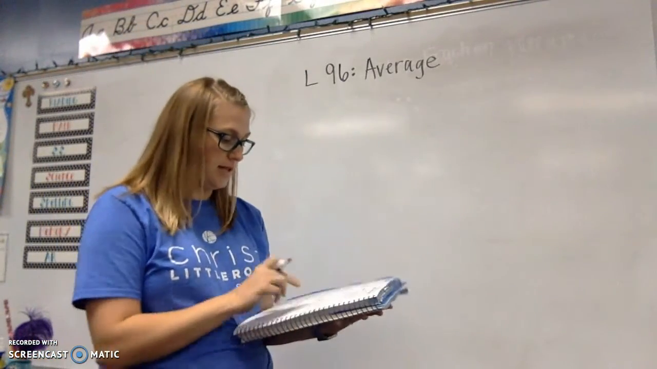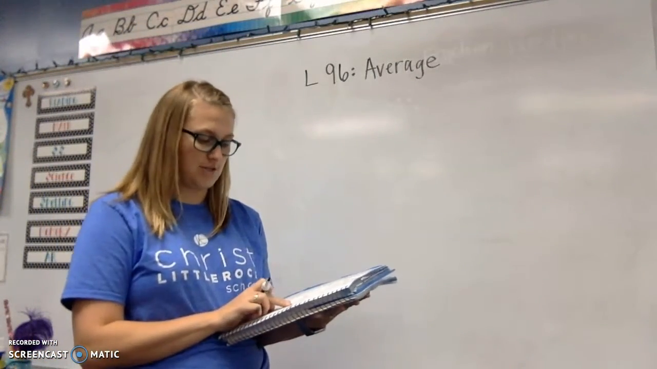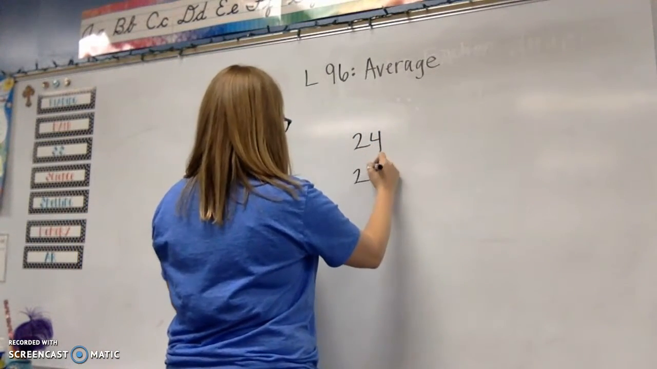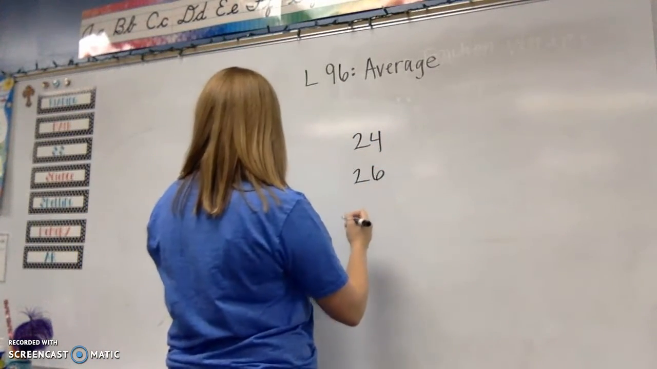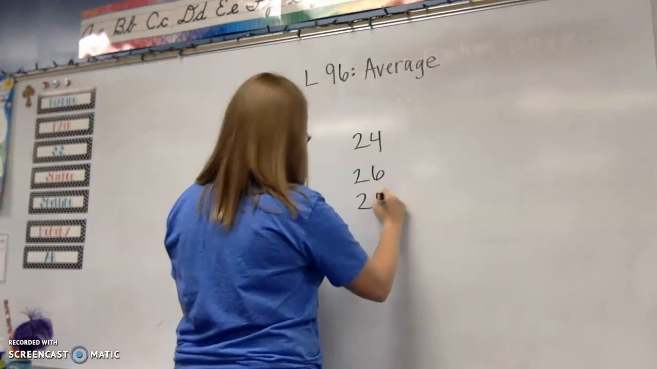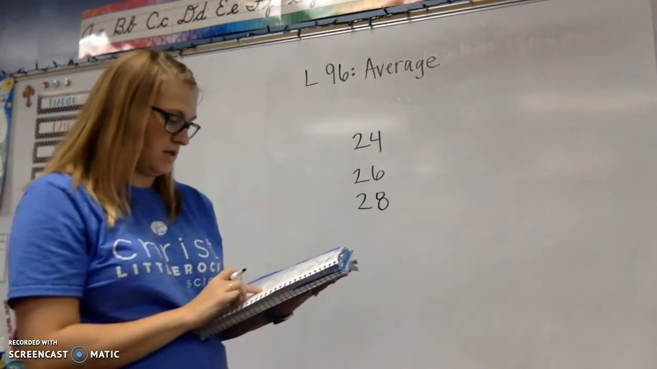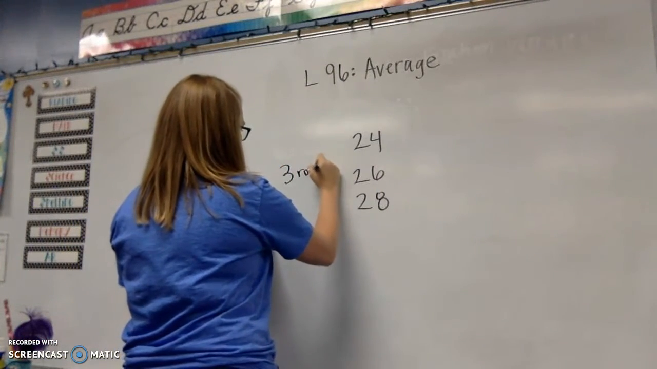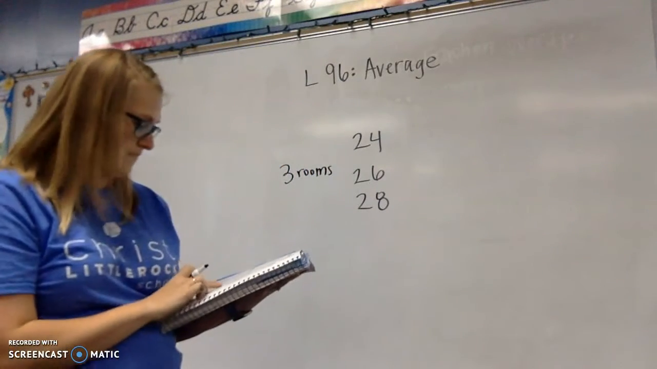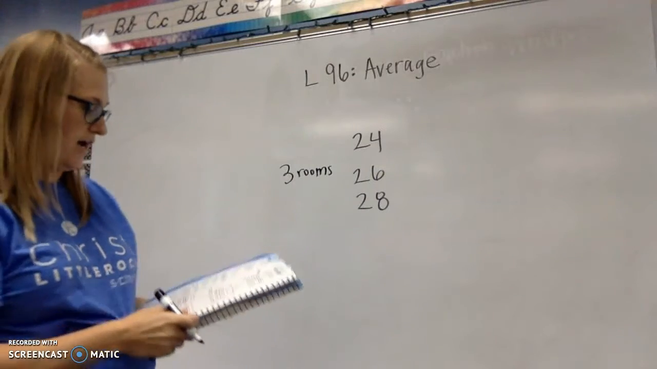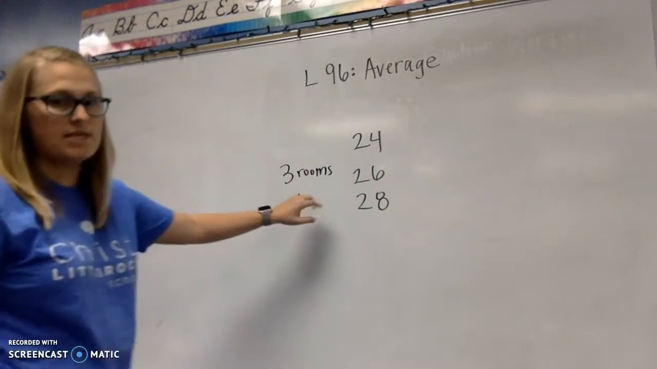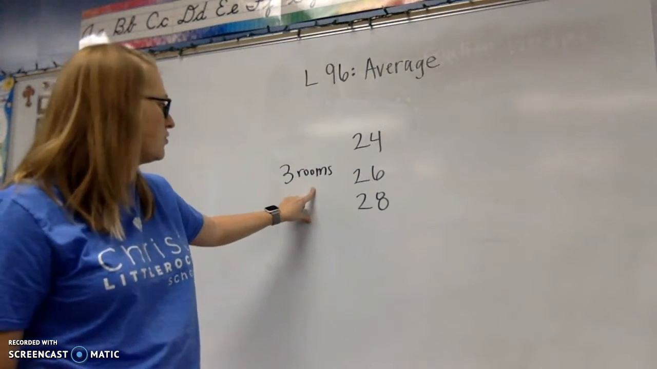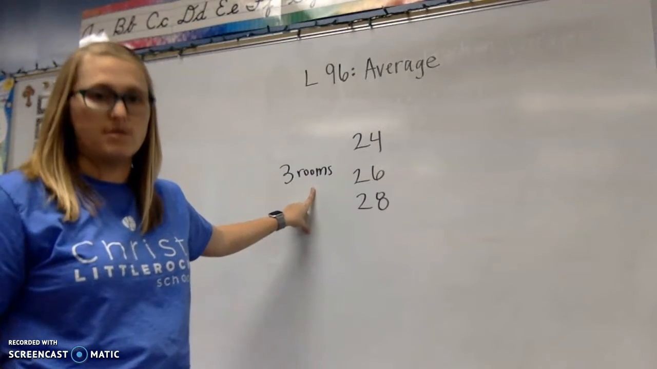Okay, so if we look at lesson practice A, it says in 3 classrooms, there were 24, 26, and 28 children. So there were 3 rooms. I'm going to write that down too, just so I know. It's going to be important. What is the average number of children per classroom? That means if there were the same number of kids in every room, what would that number be?